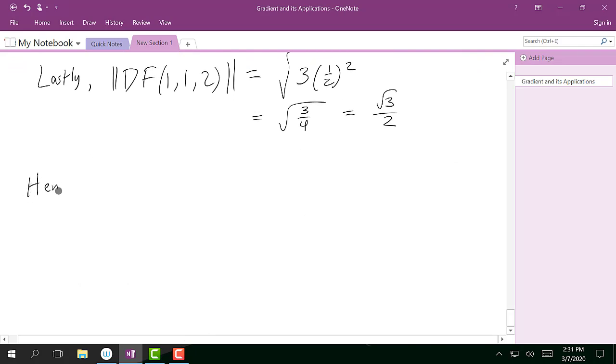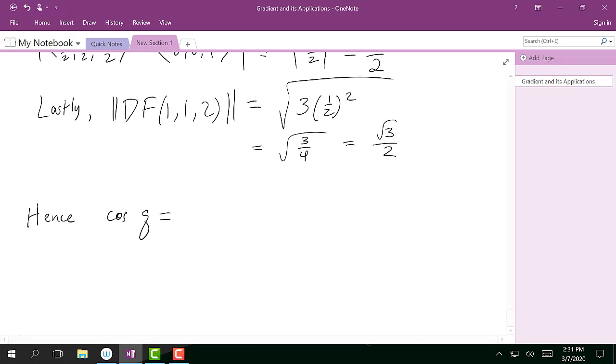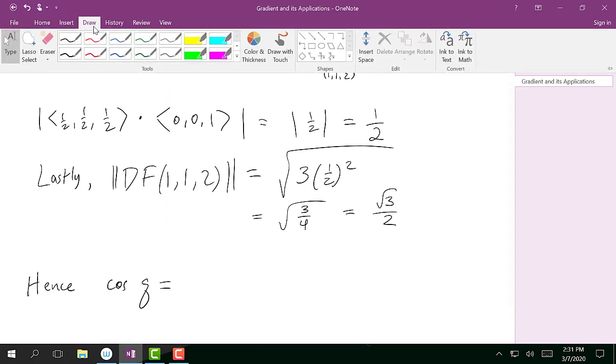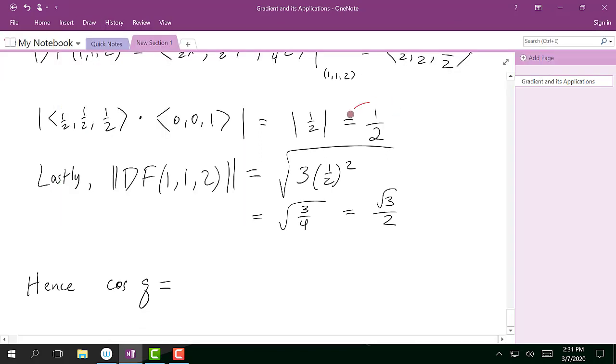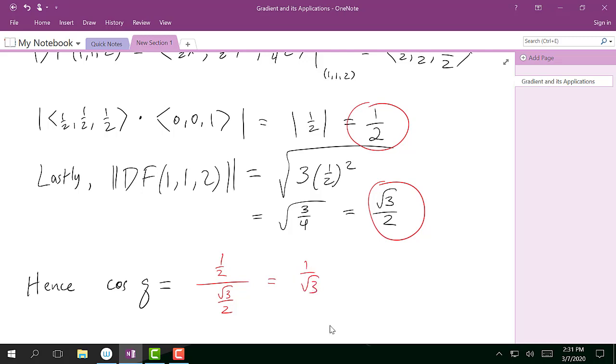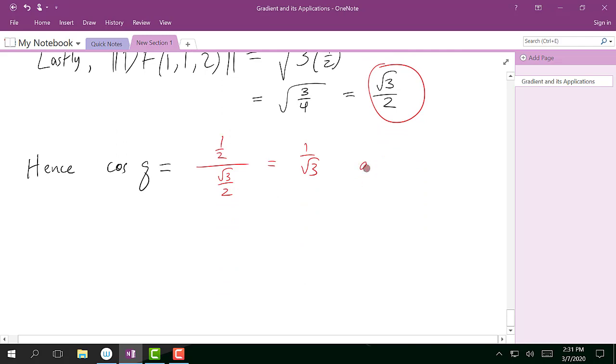So the cosine of the angle between them, this angle of inclination, is going to be 1/2 over the square root of 3 over 2. So we get 1/2 over root 3 over 2, which gives us 1 over root 3. And so we conclude that q, the angle of inclination, is the inverse cosine of 1 over root 3. We'll just leave it like that.